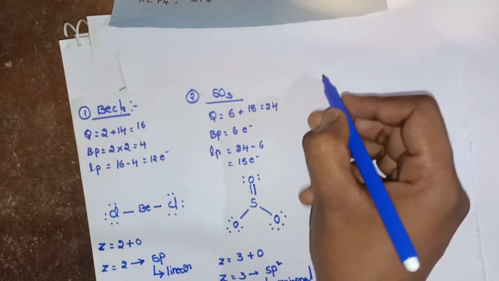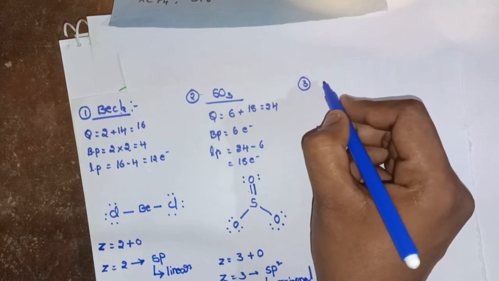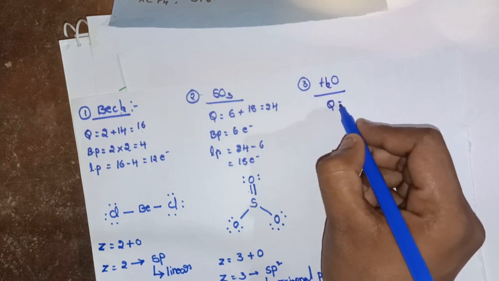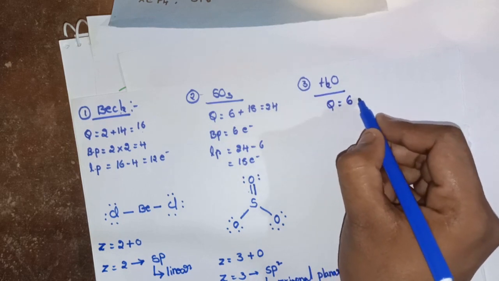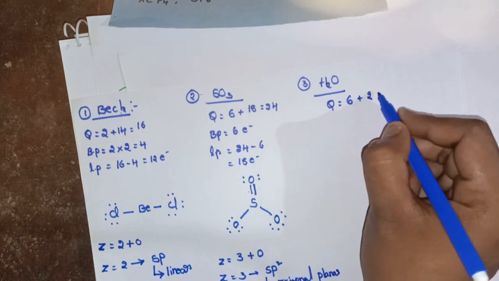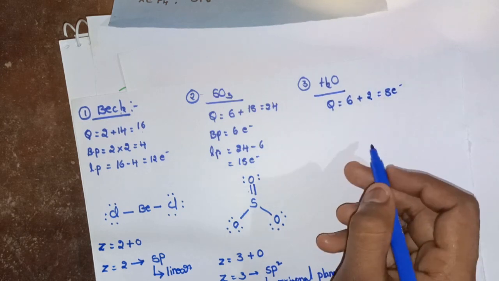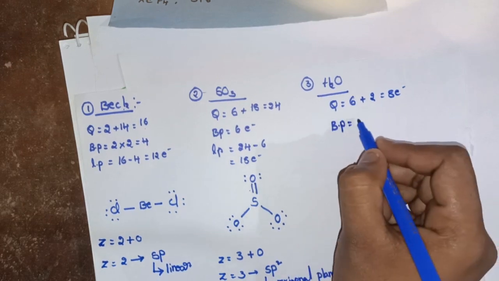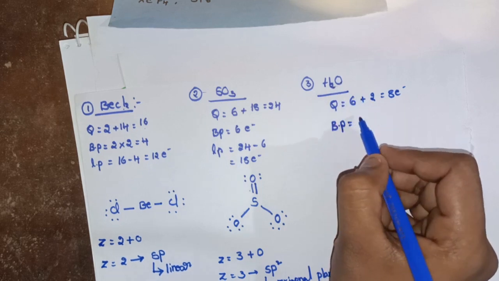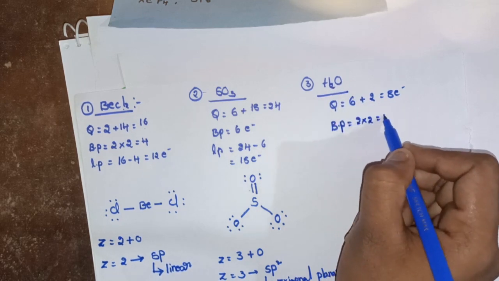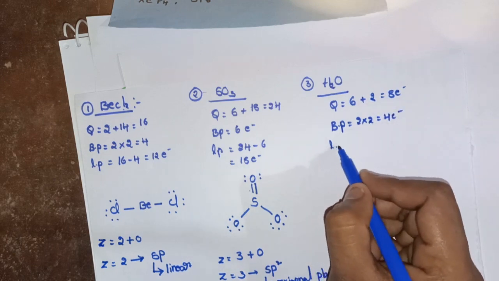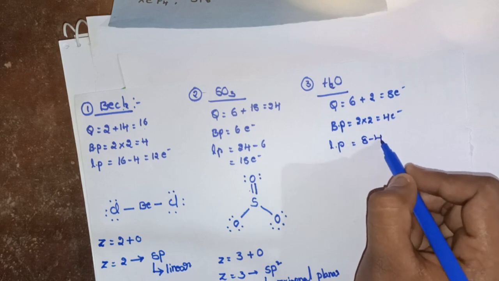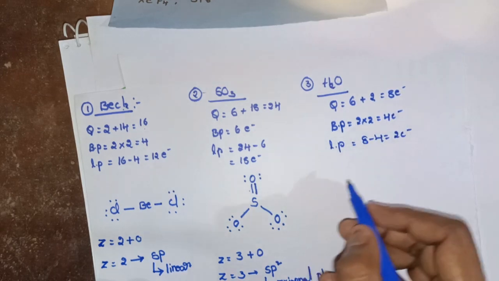Let's find out the hybridization for the H2O molecule. Let's find out the total number of electrons. Oxygen has 6 valence electrons, hydrogen 2, so a total of 8 electrons are present in H2O. Let's find out the bond pair electrons. Number of atoms surrounding the central atom 2, that is 2 into 2 is equal to 4 electrons. Let's find out the lone pair electrons. Q minus bond pair electrons, that is 8 minus 4 is equal to 4 electrons.